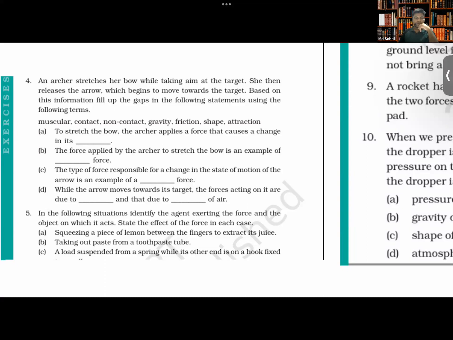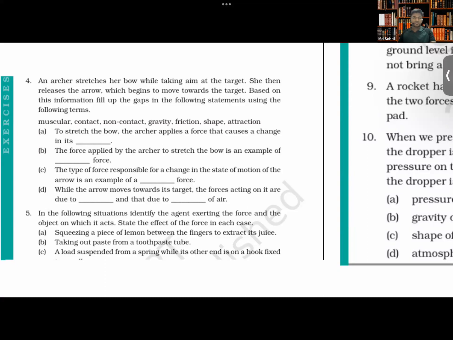A load suspended from a spring while its other end is on a hook fixed to a wall. Identify the agent exerting the force and the effect of the force in this case. The agent will be the load and the effect will be expansion of the spring.